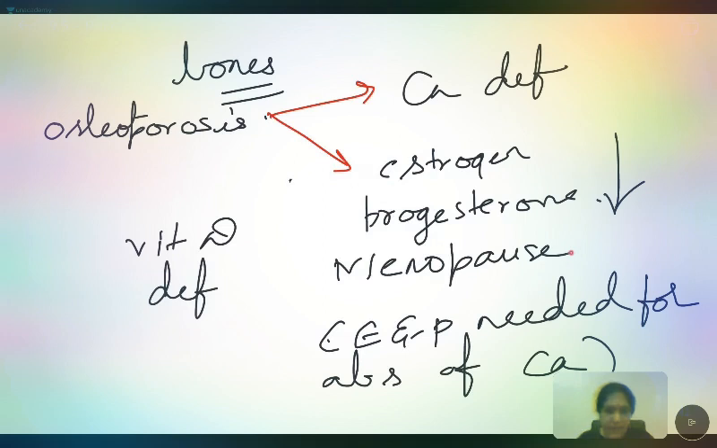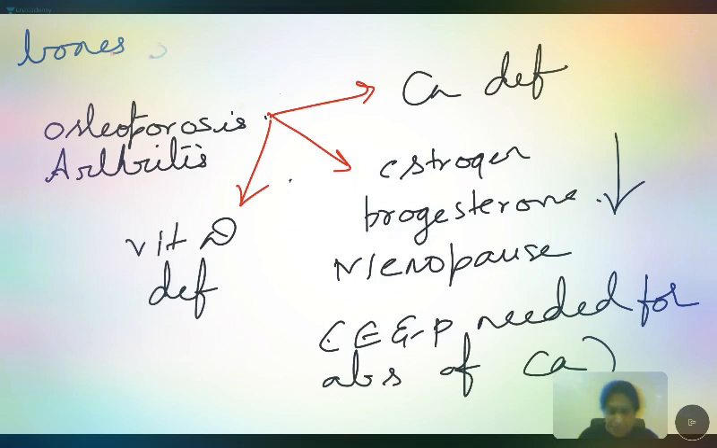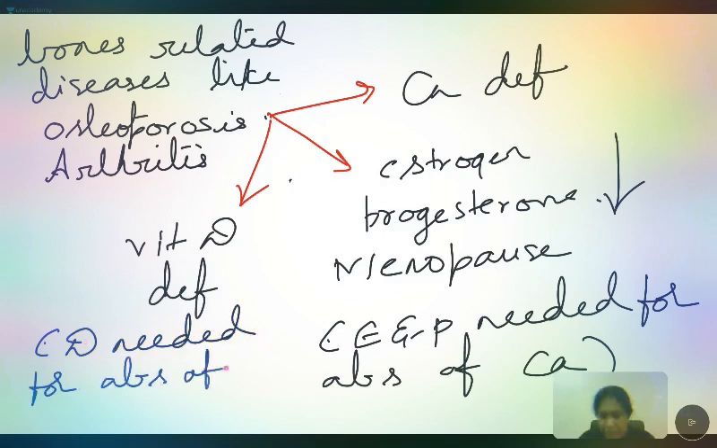In the same way, vitamin D deficiency. These are the three reasons why osteoporosis or arthritis or bone related diseases are more common in the females. Done? Can we proceed? Is this clear for all of you? Here also vitamin D is needed for absorption of calcium. So that is the reason for that. You can go through this later. So this slide is clear.